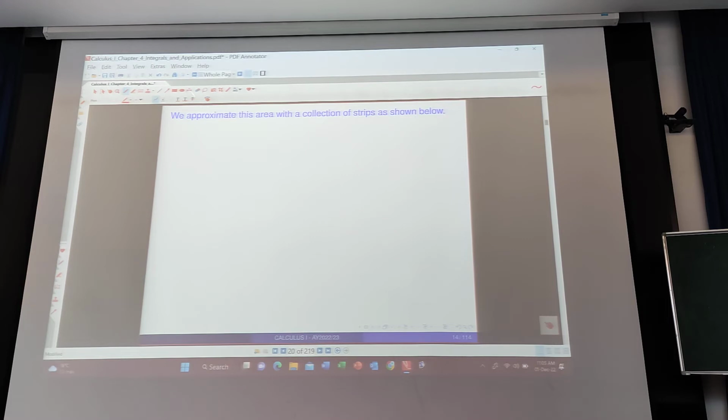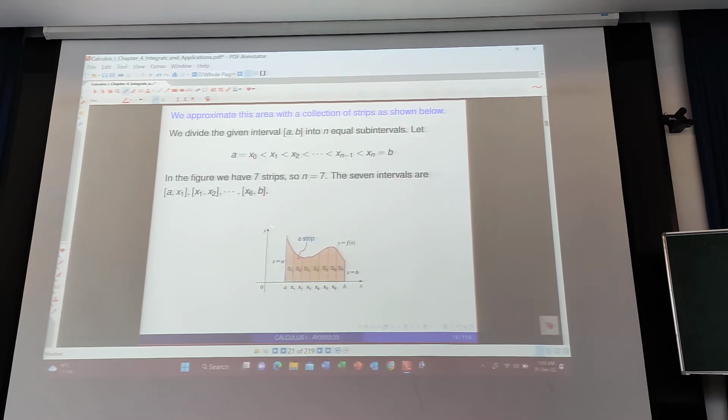We want to approximate the area with a collection of strips. Những cái giải as following. You see, suppose you have this curve and you want to find the area of the figure under the curve bounded by x equal to a, x equal to b, and the x-axis. Right?